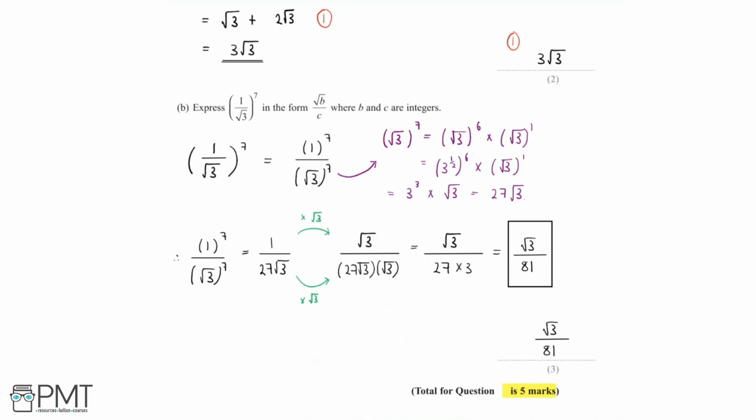Now in part B, we get the first mark for simplifying root 3 all to the power of 7, and for saying that root 3 to the power of 7 is equal to 27 root 3. Now we get the second mark for having 1 over 27 root 3, and for rationalising the denominator by multiplying both the numerator and the denominator by root 3. And we get the third mark in part B for simplifying and for getting the correct answer of root 3 over 81. And so we've now achieved the full 5 marks needed in this question.